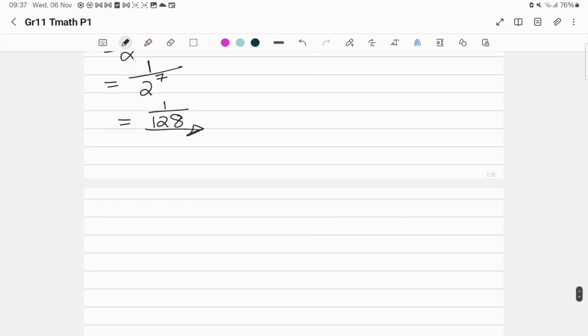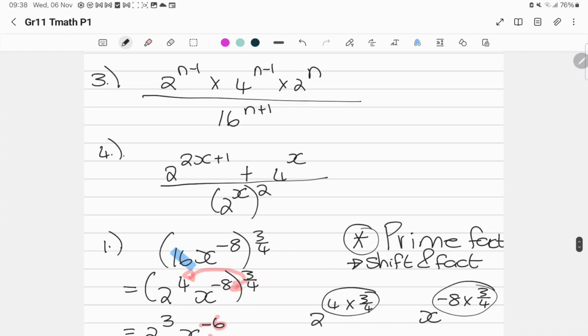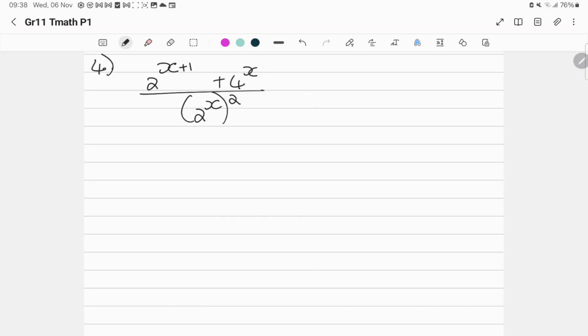Alright, so let's look at the last one for your exponents, which is question 4. Okay, so looking at question 4, it looks the same again. So my first step will be get my prime factors. Alright, so this is just going to say 2. So 2 to the power of x plus 1 plus 4 becomes 2 to the power of 2. Remember your bracket for your x. And then at the bottom, I just have 2x bracket 2.